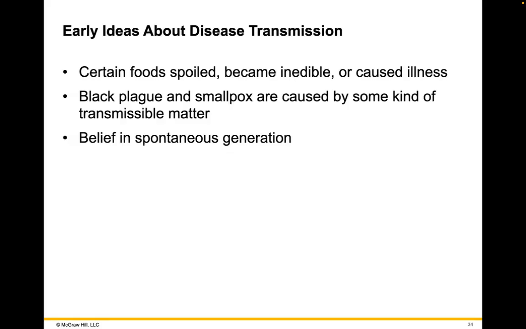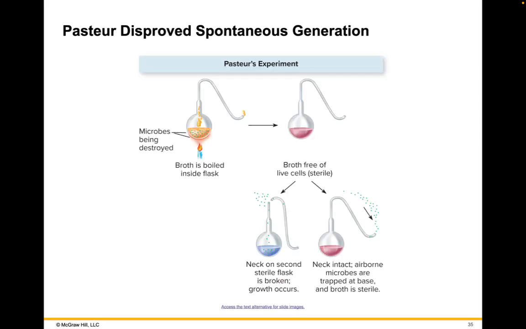So we knew that foods would become spoiled and became inedible or would cause disease or illness. The Black Plague and smallpox we knew were caused by some kind of transmissible matter. Something was causing these. We really didn't know what that was a long time ago. And people believed in spontaneous generation. And spontaneous generation is this idea that living things can come from non-living things.